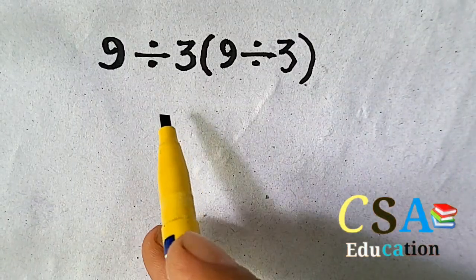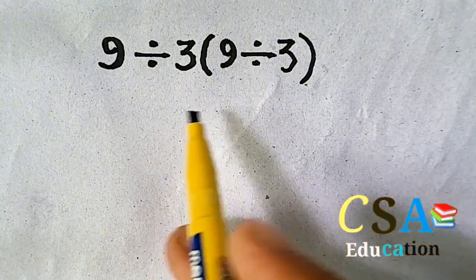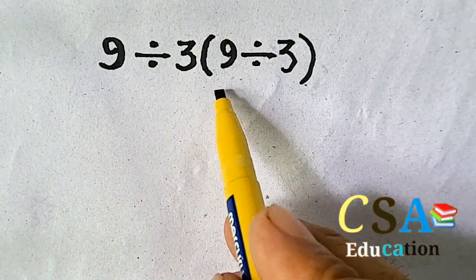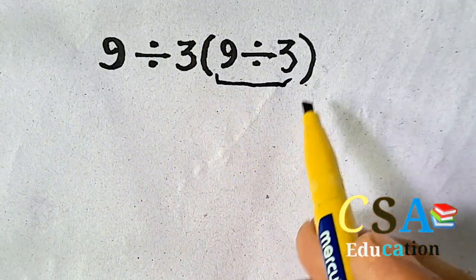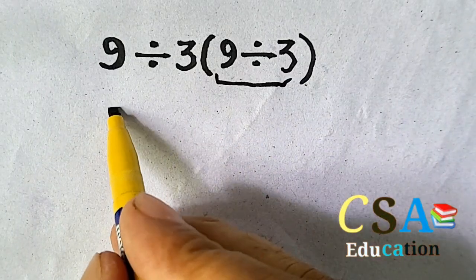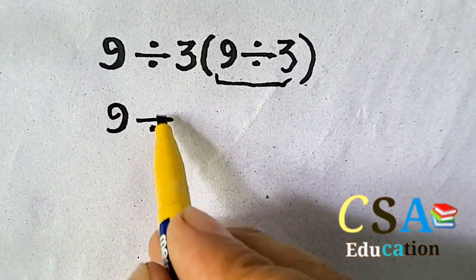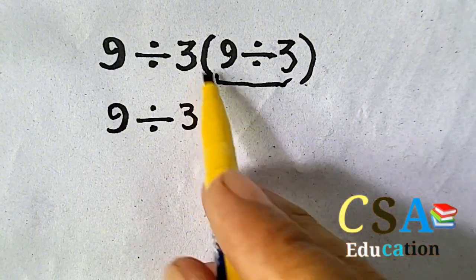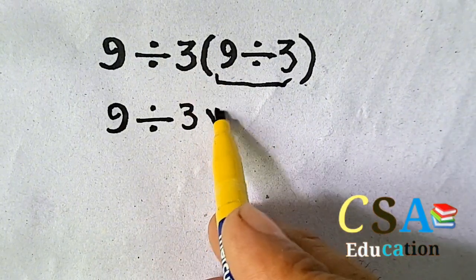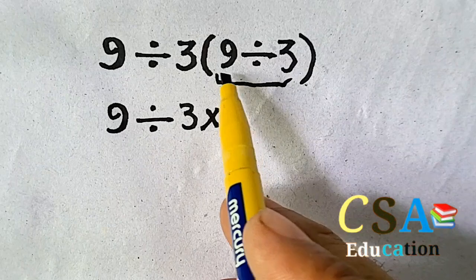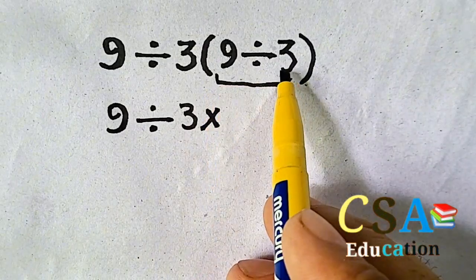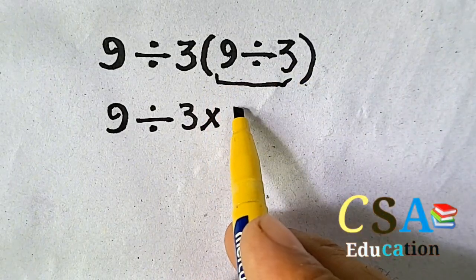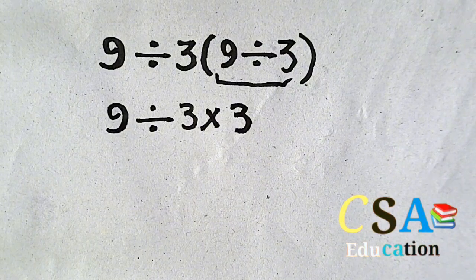Now come to the correct approach. First of all, we have to solve parentheses. So 9 divided by 3. Here there is no sign, so we will put here the sign of multiplication. So parentheses have 9 divided by 3, so 9 divided by 3 is equal to 3.